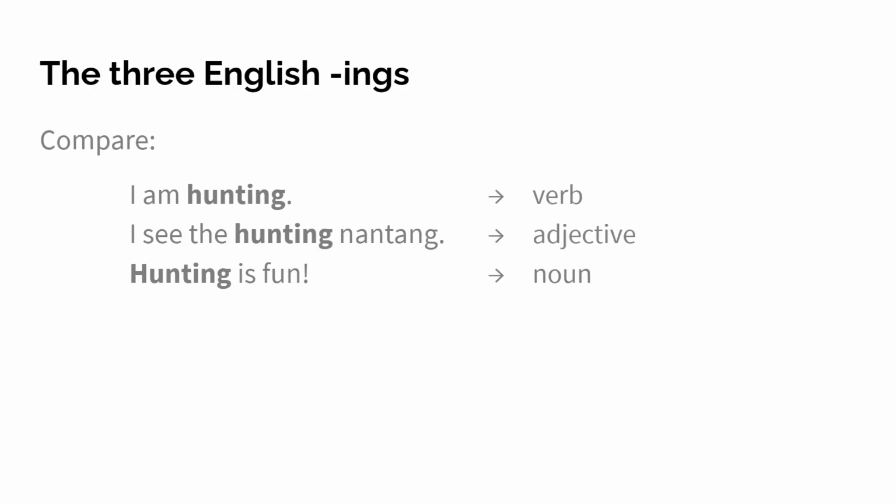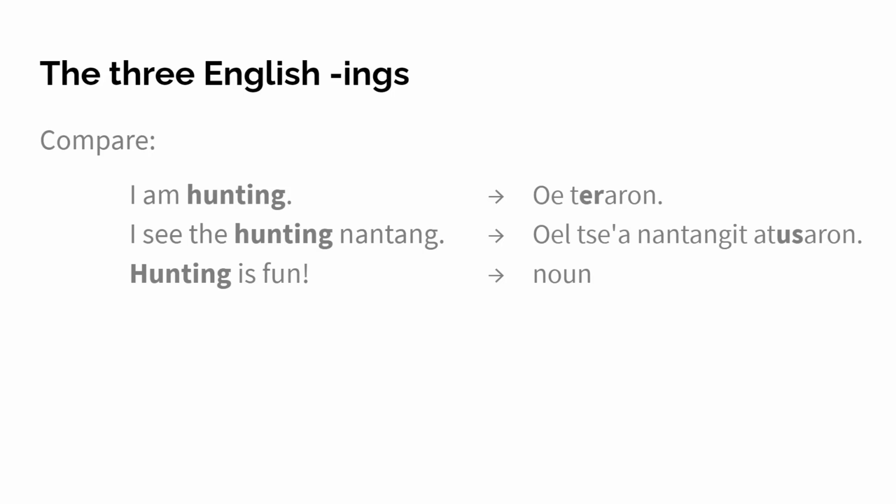First one, you will notice that these are 3 different types of words, namely I am hunting, here hunting is a verb. I see the hunting nantang, here hunting is an adjective. Hunting is fun, here hunting is a noun. And because of this, we need 3 different strategies here. First one would become oeteraron, I am hunting, it's an ongoing action. Second one would be what we just talked about, wetsea nantangit atusaron, I see the hunting nantang.